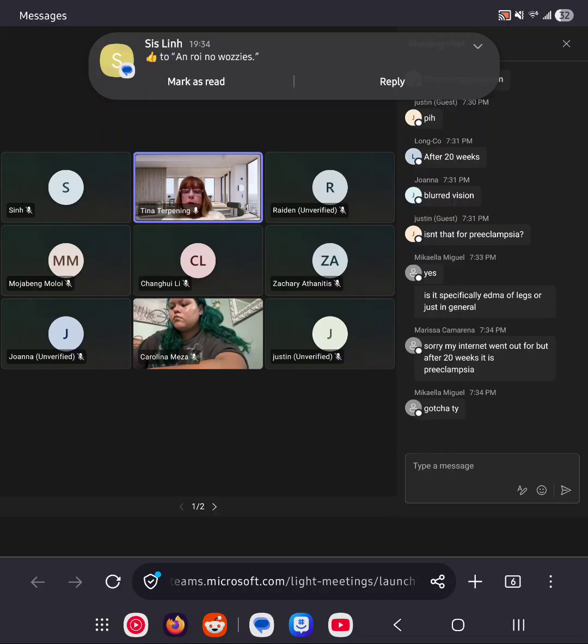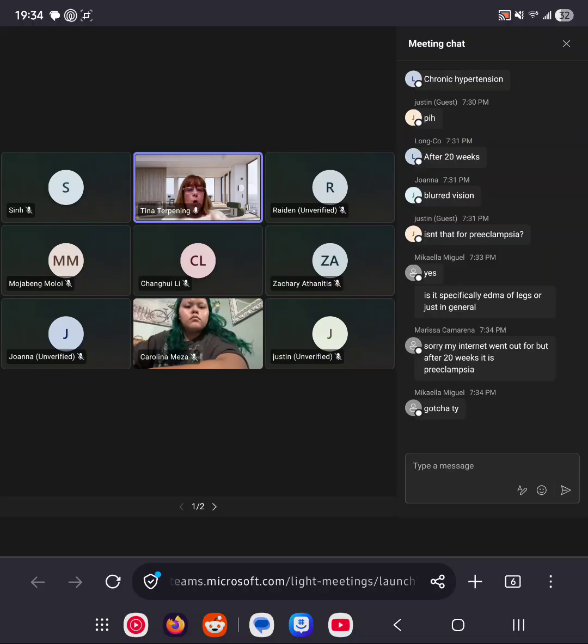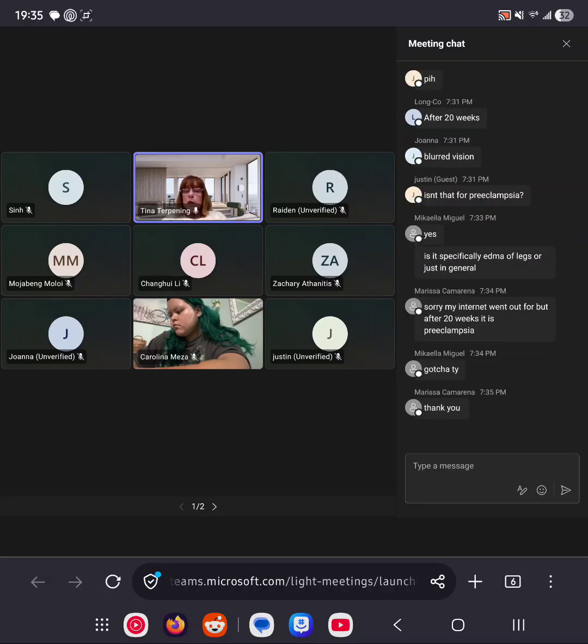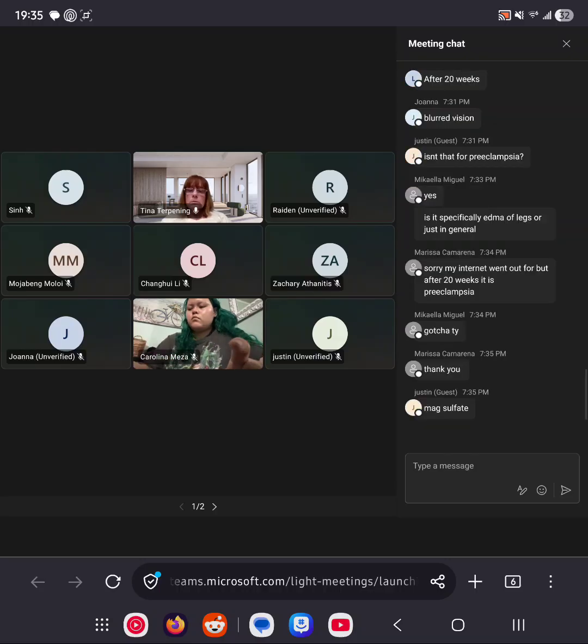Okay, after 20 weeks, it is only preeclampsia if they have all three. If they have high blood pressure, proteinuria, and edema of the hands, face, or sacrum, then they have preeclampsia. If they have 1 or 2, but not all three, they have gestational hypertension until they have all three. Then they go to preeclampsia, they seize, then they have eclampsia. Okay? What do I use to prevent seizures? Mag sulfate. What's the antidote for mag sulfate?